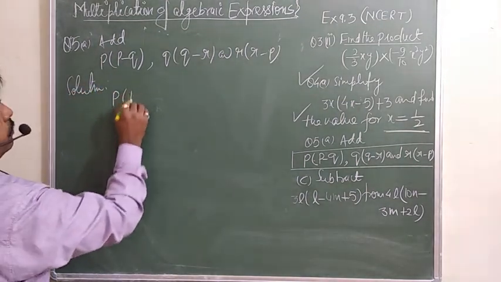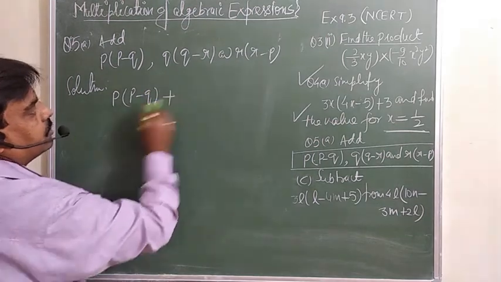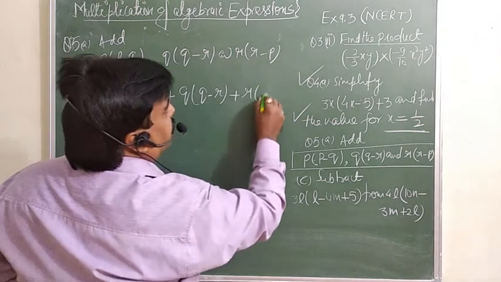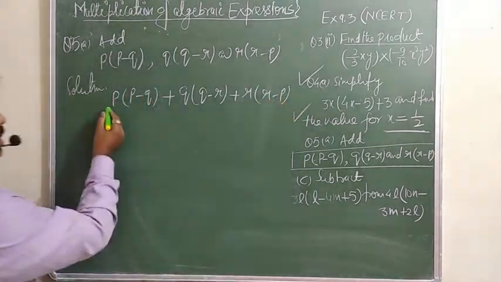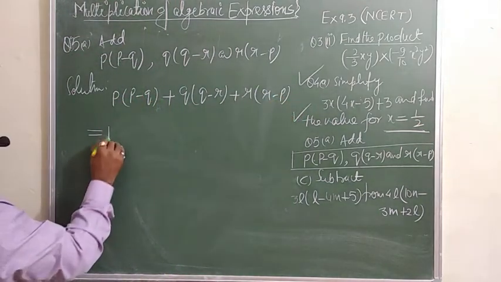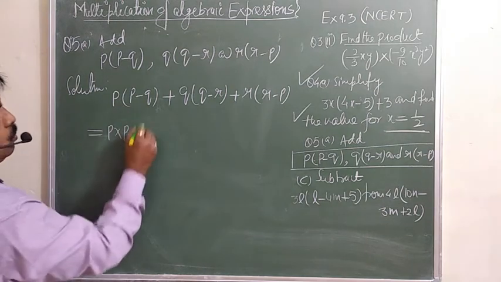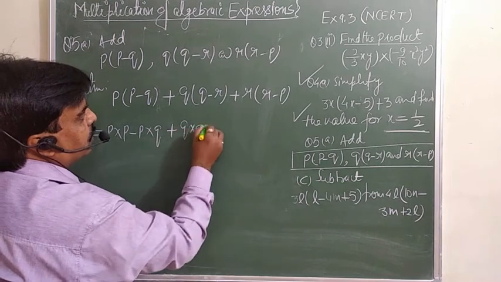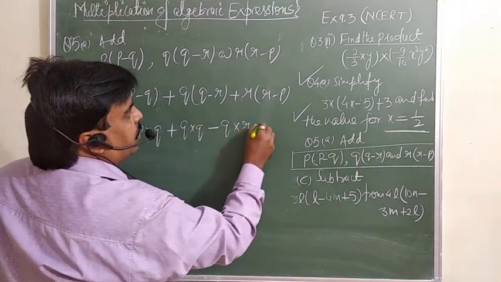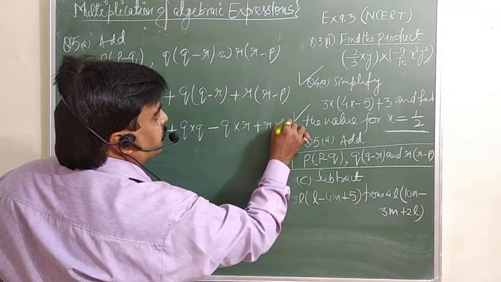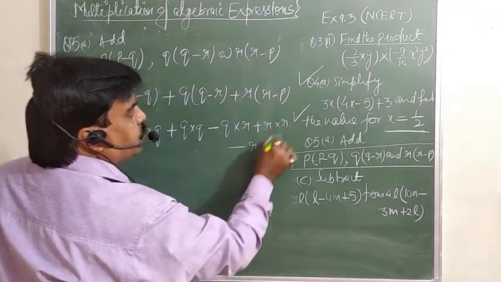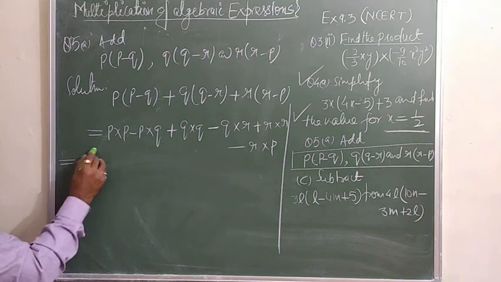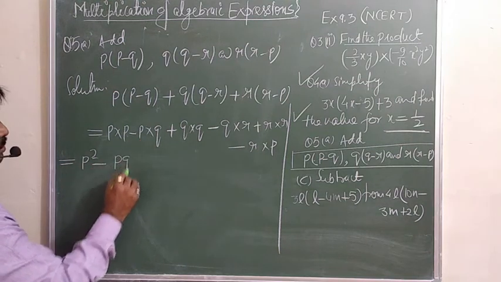So P minus Q plus Q minus R plus R minus P. Now remove the bracket first. P into P minus P into Q plus Q into Q minus Q into R plus R into R minus R into P. Simply you are supposed to multiply. So P into P is P square. This is minus PQ.